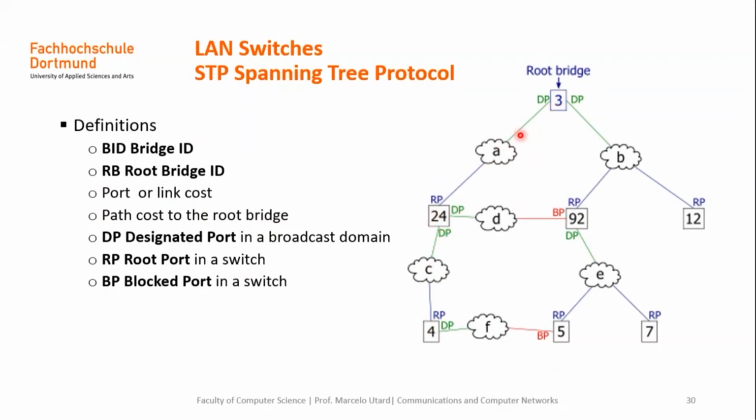For instance, if we suppose that each link has a cost of 1, the path cost to the root bridge from this switch will be 1 across this port and 2 across this other port, and even 1, 2, 3, 4 across this port. Then the switch decides that, having 3 ports, only this is the best port in order to reach the root bridge. Then this is called the root port in the switch. Every switch different from the root bridge will have one and only one root port.